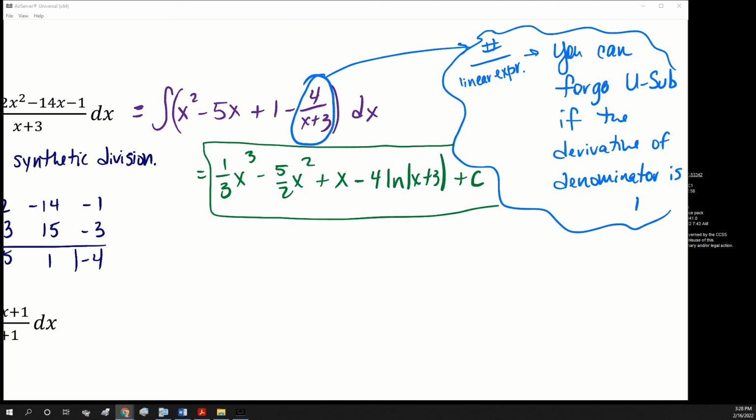Now, if we had done U substitution, it would all work out the same way. It just would have taken a lot more steps. So as long as what you consider your inside term has a derivative of 1, you don't really have to do U substitution. You can just put the x plus 3 where you would normally have put the x.